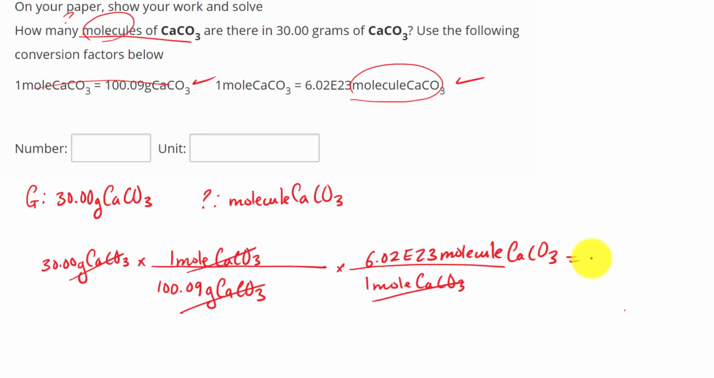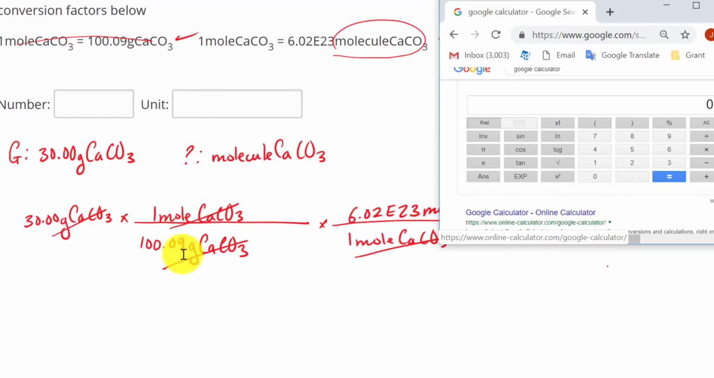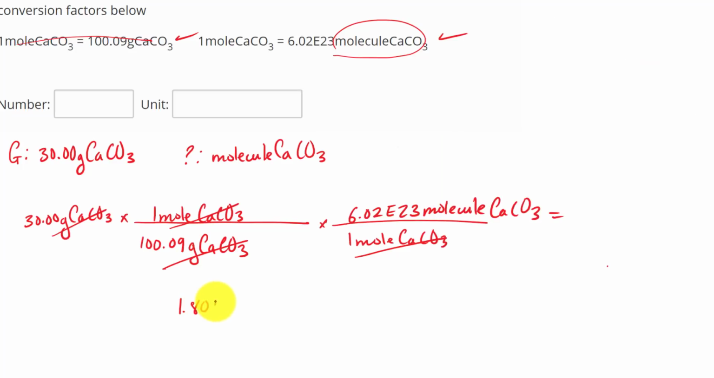And then we plug this into our calculator. We multiply everything on top, divide everything on the bottom. Again, multiply everything on top, divided by everything on the bottom. 30, and we can ignore the 1, times 6.02 E23 divided by the number on the bottom, 100.09. And our answer is 1.80 E23. And the unit is molecules of calcium carbonate.